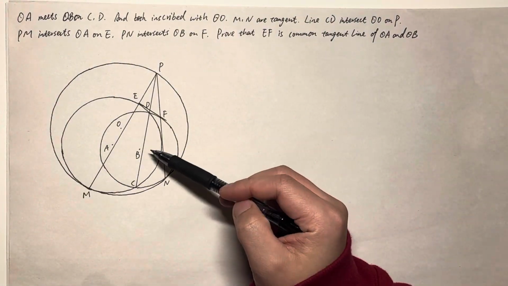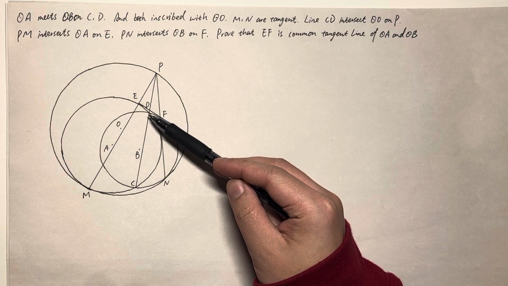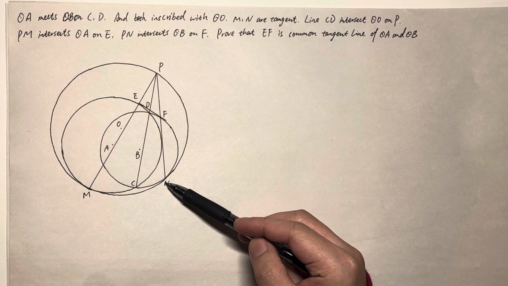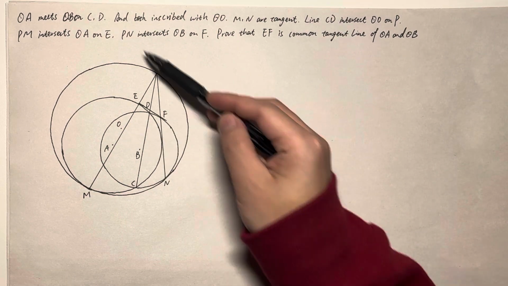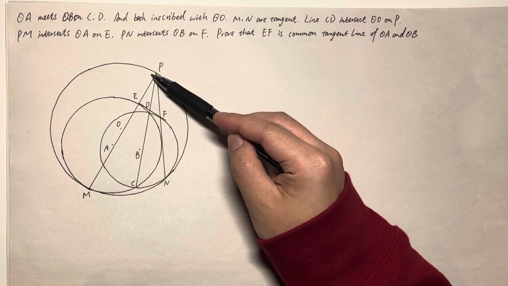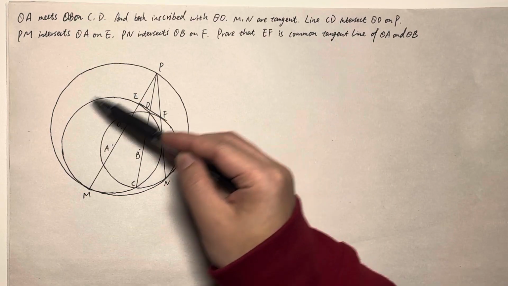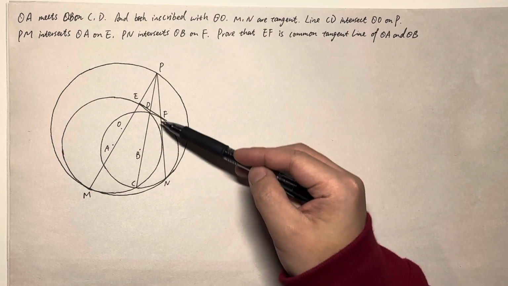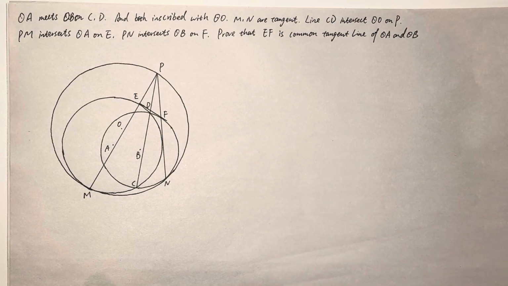So here is a problem. Circle A meets circle B on CD, and both are inscribed in circle O. MN are tangent. Line CD intersects circle O at P. PM and PN intersect circles A and B: PM intersects circle A at E, and PN intersects circle B at F. Prove that EF is a common tangent line of circle A and circle B.